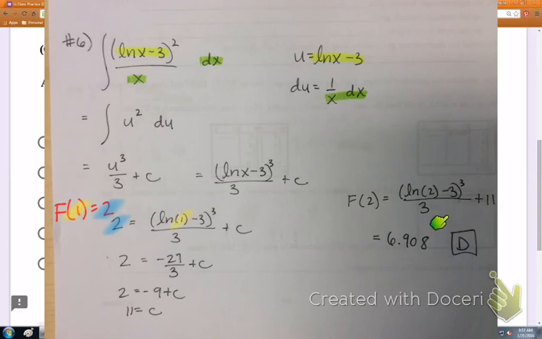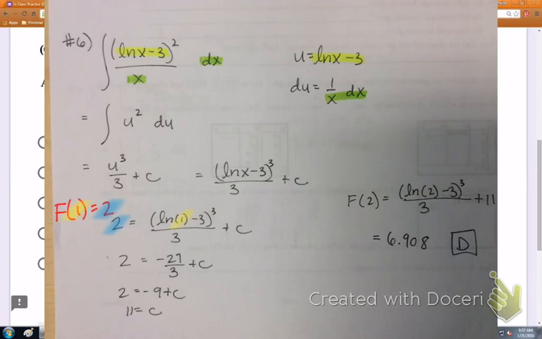In order to figure out what f of 2 is, here is where you finally need the calculator. You did not need a calculator before any of this. So you have to actually plug in ln of 2 in a calculator, because you could not figure that out. Subtract 3 from it, cube it, divide by 3, add 11. And the answer is 6.908. So if you put that in a calculator, that's what you should get as well.